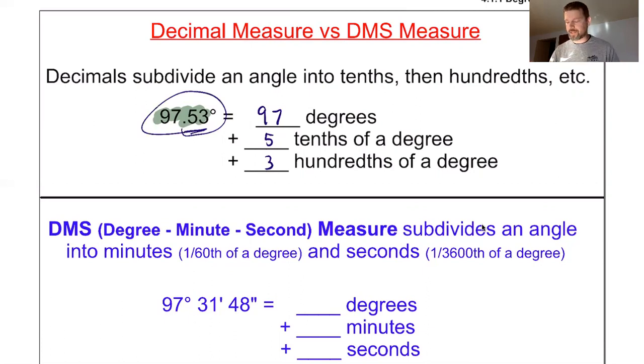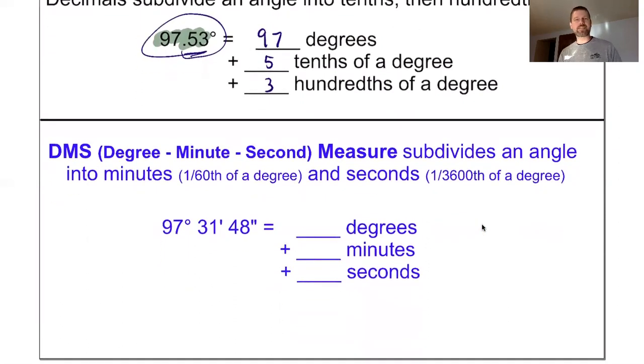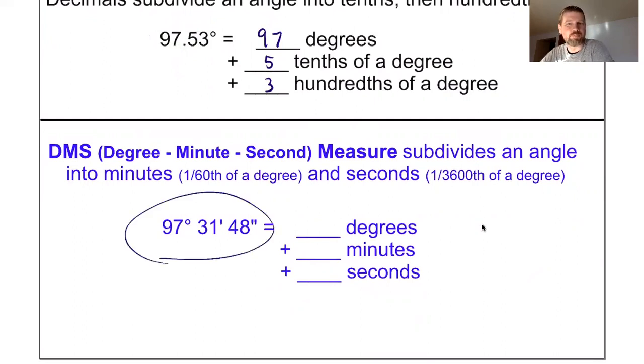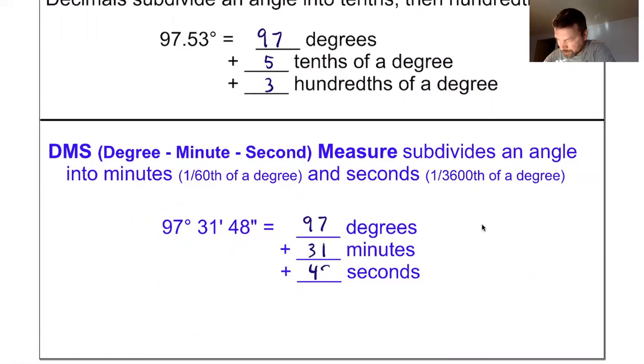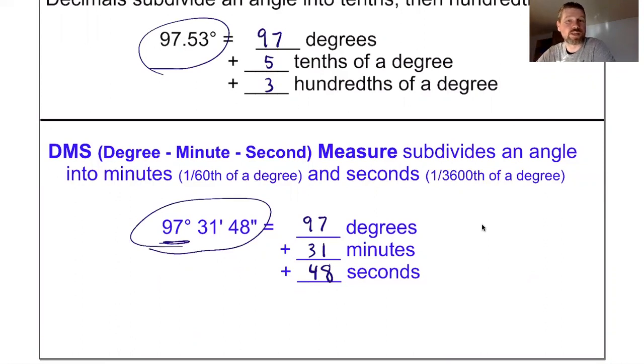But there is another way that angles can be subdivided. Instead of subdividing it using decimals, we can subdivide it using minutes and seconds. So this would be an angle that's subdivided in degrees, minutes, and seconds. That would be a 97-degree angle, 31 minutes, and 48 seconds. So degrees, minutes, seconds is just another way of subdividing an angle. So we have parts of an angle, right? It's a little bit more than 97 degrees, but not quite 98 degrees. It's the same thing like this. In fact, these are the same size angle. It's just different ways of showing it.